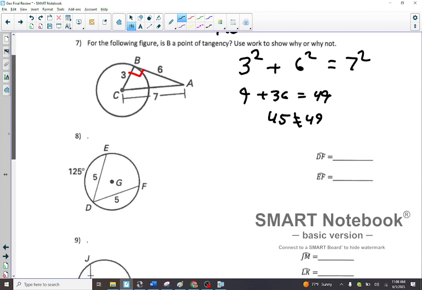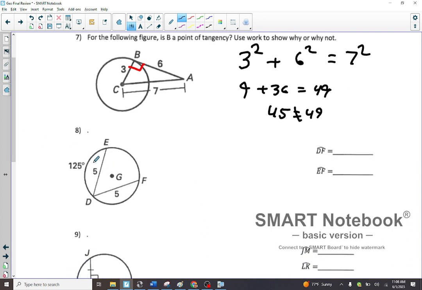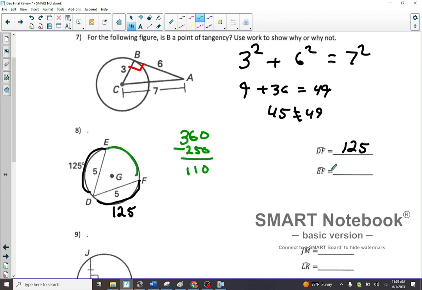That's the next question. Next question, let's figure this out. If this part here is 125, then this part over here, because the chord is the same length, has to be the same arc. So it's also 125. And then this part over here is part of a whole circle, and a whole circle is 360. So we do 360 minus my other parts, 250. So that's 110.